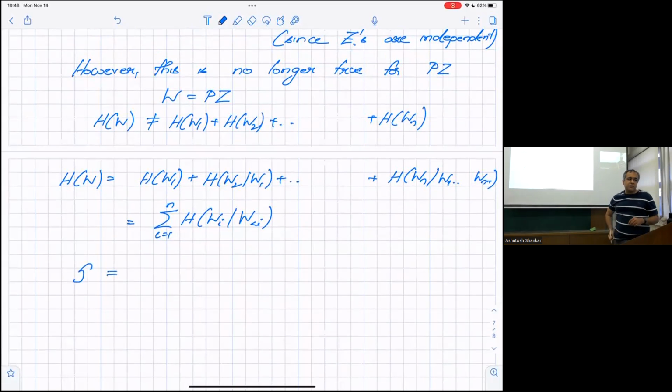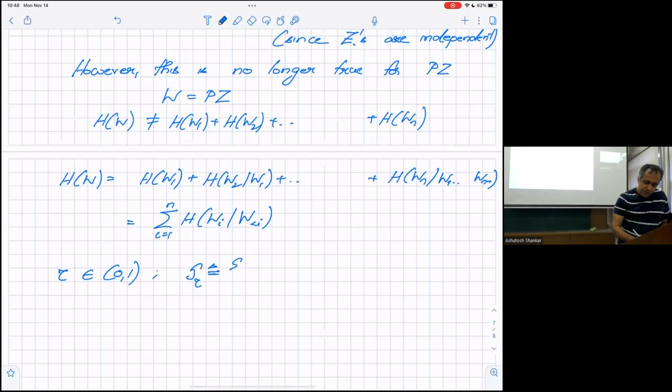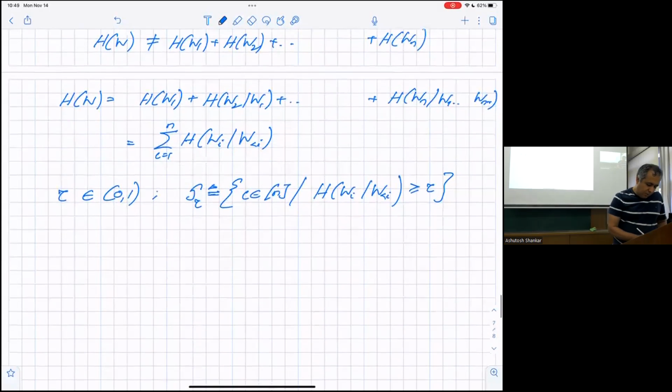So S is a set of guys. I give you some parameter tau, which is going to be some number between 0 and 1. Let's define S tau. This is a function of P; it depends on which P we are using. S tau is basically those i's in [n] for which H(W_i given W less than i) is greater than or equal to tau. That is, S tau is the set of unpredictables.